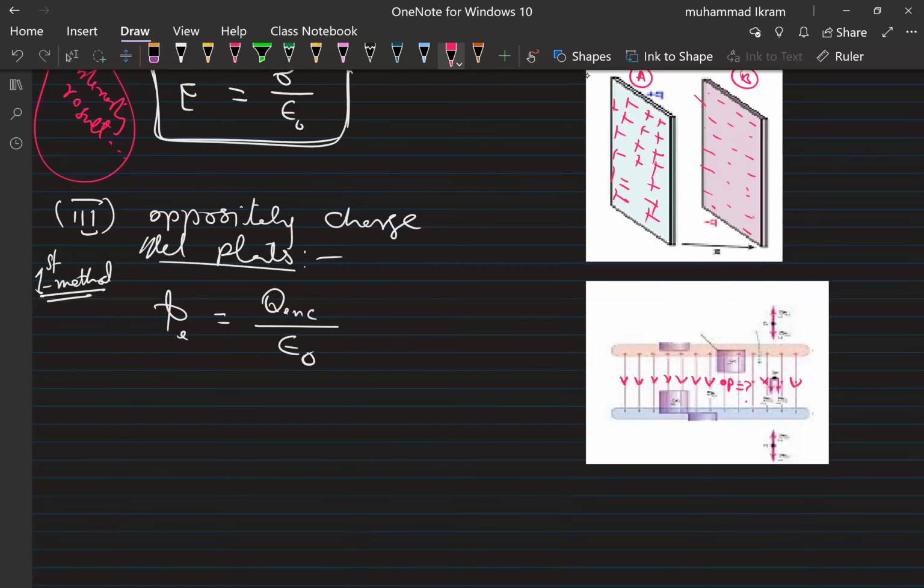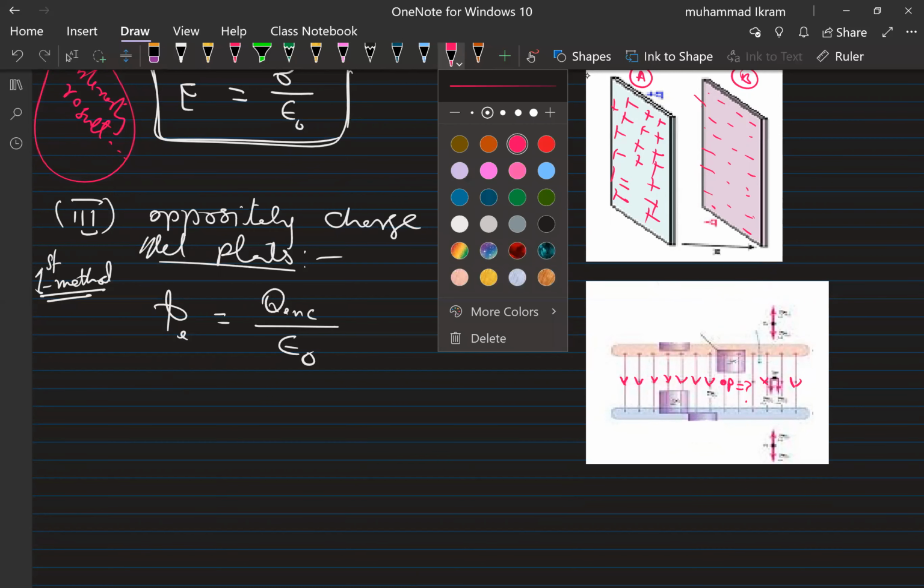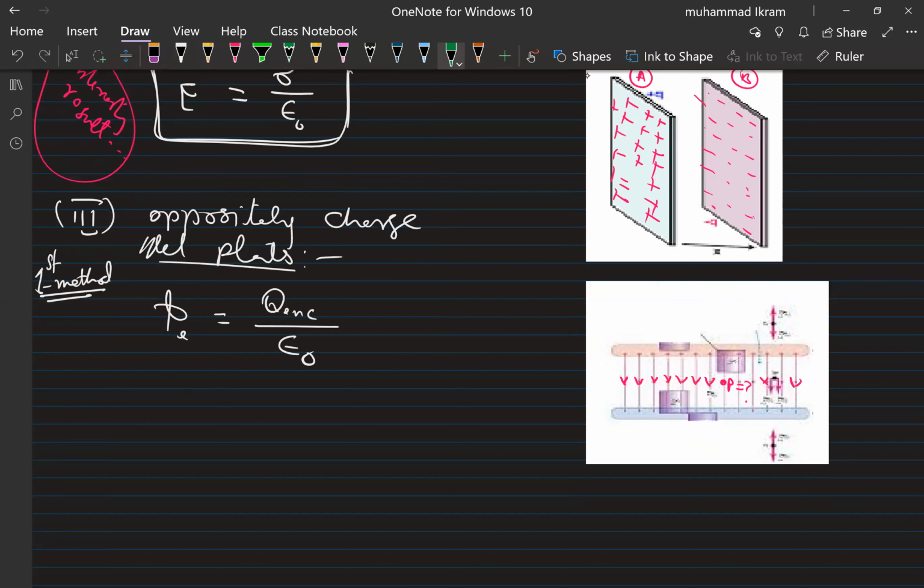Now let me construct the Gaussian surface first, using this green pen. I construct this using a 3D diagram like this one. Half is inside it. This is plate A, this is plate B. Now you see how many surfaces you have. You have this bottom surface, the top surface, this surface, and this surface.